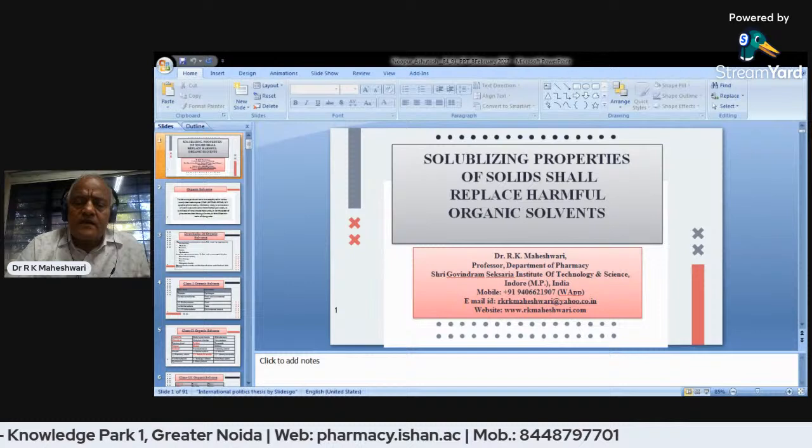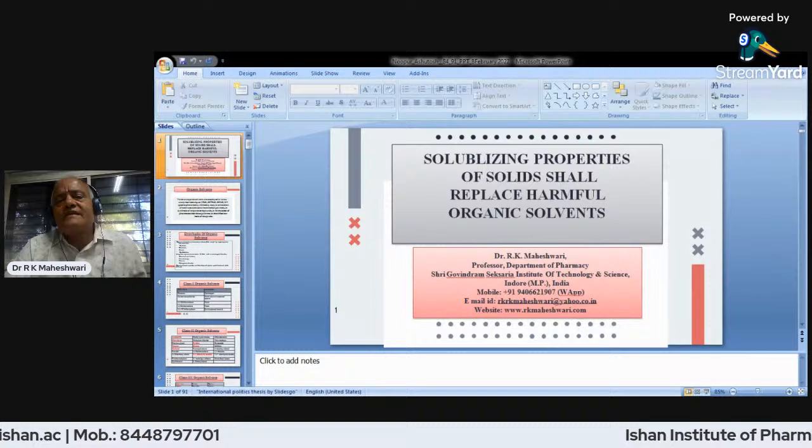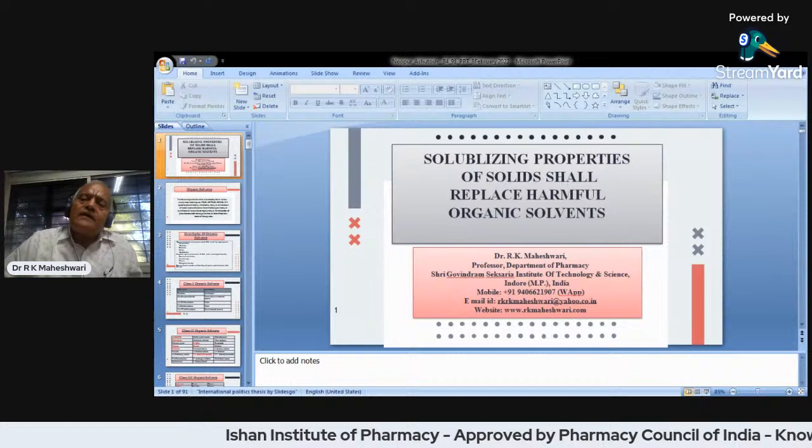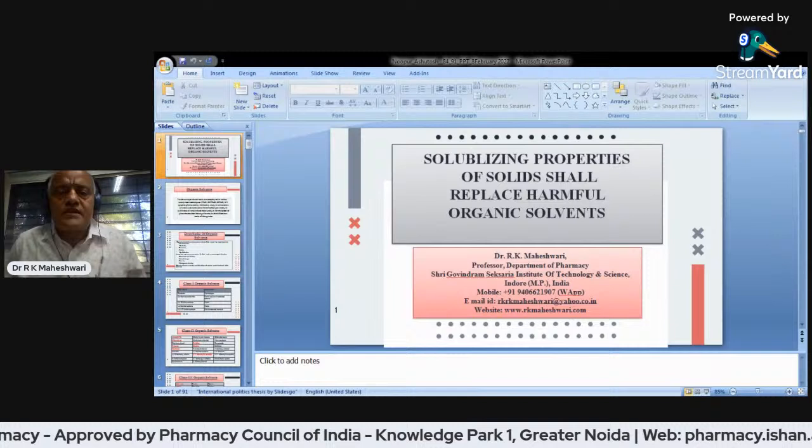And the disposal of organic solvents after they are used in the laboratories and industry requires a special treatment. Means before they are thrown away after they are used, they are supposed to be given a particular treatment, which involves cost again. Means again, the disposal of organic solvents is also costly.